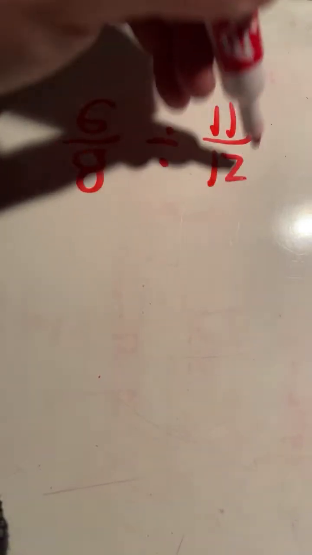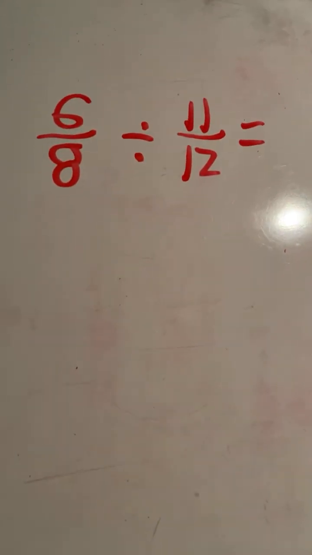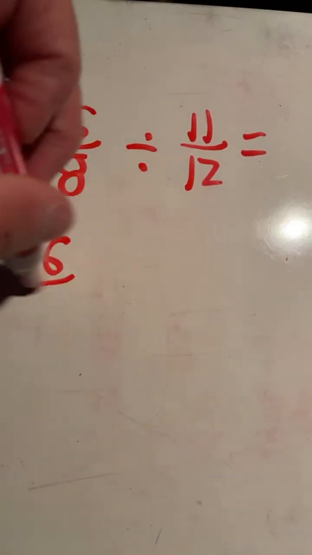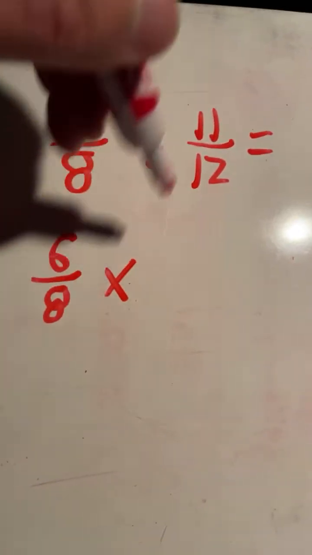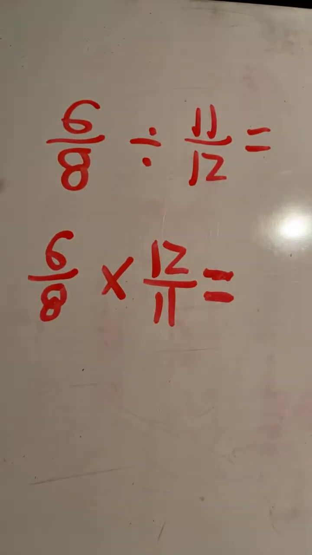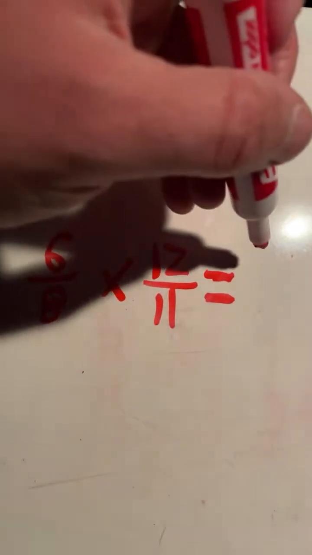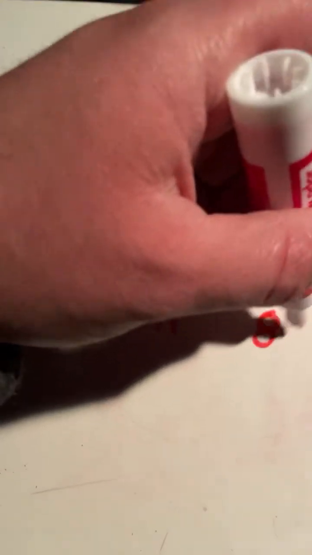All right, here we go. Six eighths divided by 11/12. I think we'll do 2 more examples. So this will be the second to last one. Step 1, we keep. Step 2, we change. Step 3, we flip. Six times 12 equals 72. 8 times 11 equals 88.